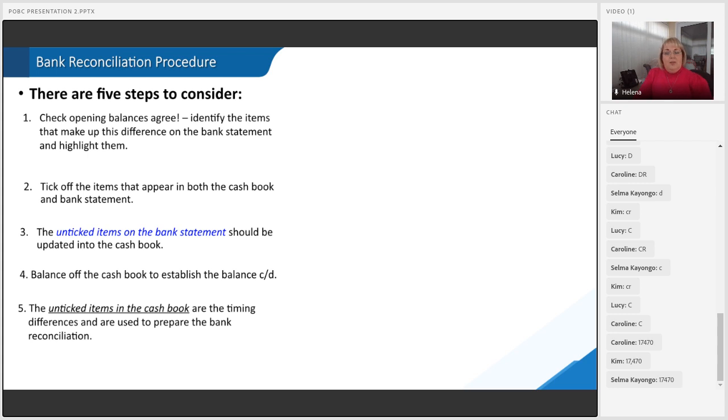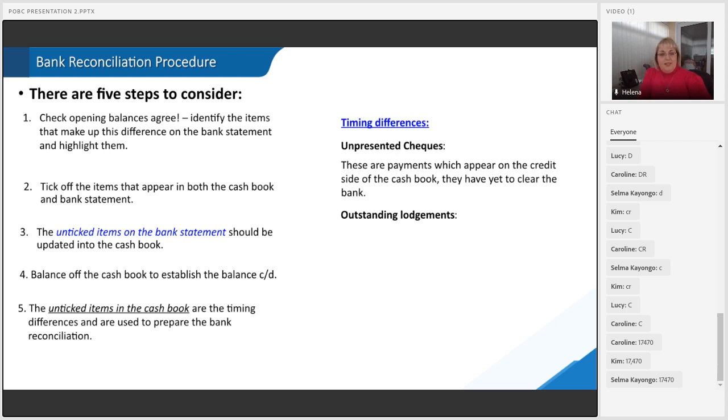When we talk about timing differences, we're going to talk predominantly about 2 things. Those are unpresented cheques and outstanding lodgements. They may be new terms to you today. An unpresented cheque appears on the credit side of your cash book. So this is where we've made a payment, we've entered it into our cash book, but it hasn't yet cleared the bank. But it will. It's just timing differences. This is a payment that's been entered onto the credit side of our cash book. It's reduced our cash balance, but it hasn't yet cleared the bank, but it will in a future period.